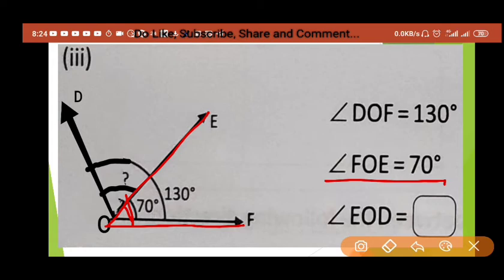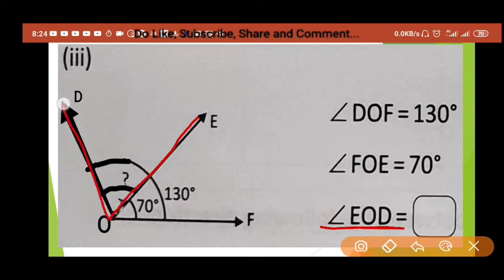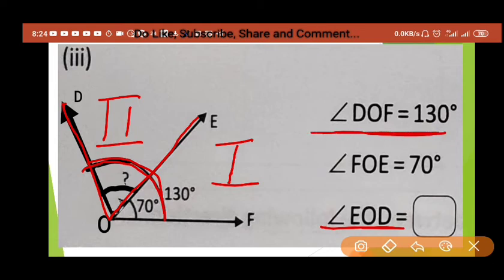Now what is the value of EOD? What is EOD? This is E, O and D. Okay, so first of all, you know the total is 130 degree. This is the first part, and this is the second part of the angle. Two parts. First part is 70 degree.